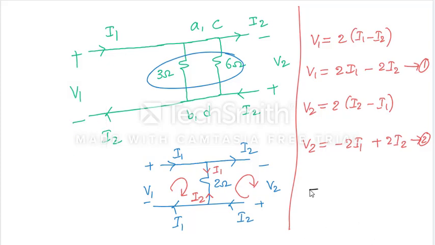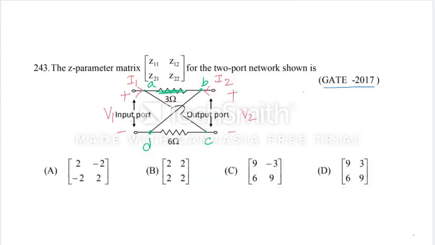These are the standard Z parameter equations. So we can write the Z matrix as 2, minus 2, minus 2 and 2. Yes, so what's the option? A.